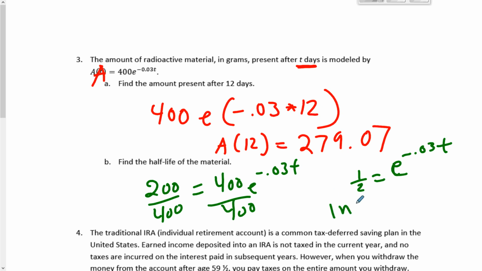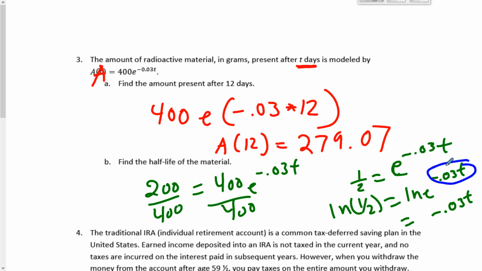Now we can do ln of both sides. So like ln 1/2 equals ln of e to the negative 0.03t, and then this exponent comes down in front, right? So this comes down in front, and then ln of e equals 1.